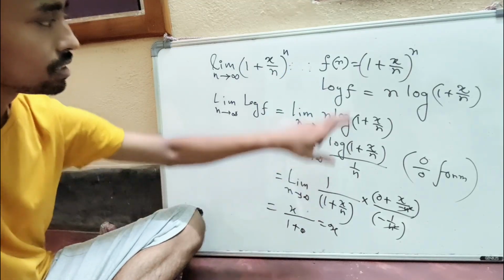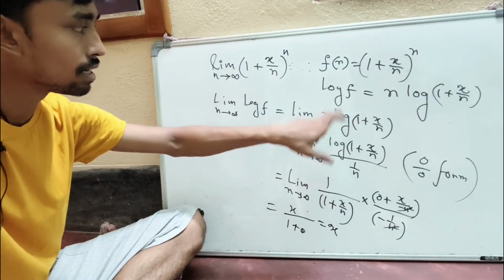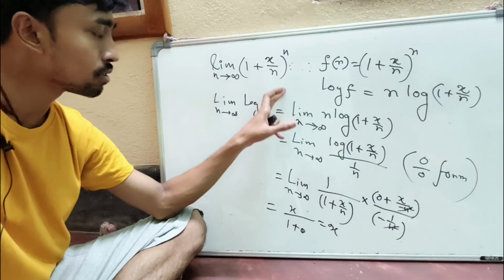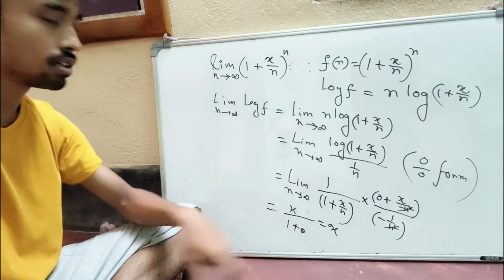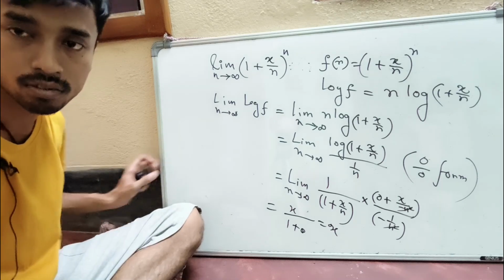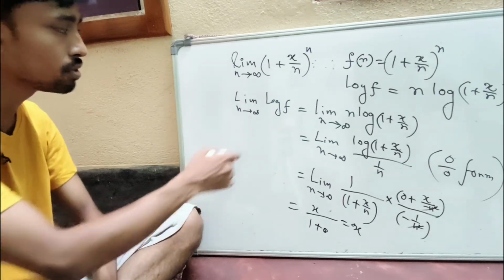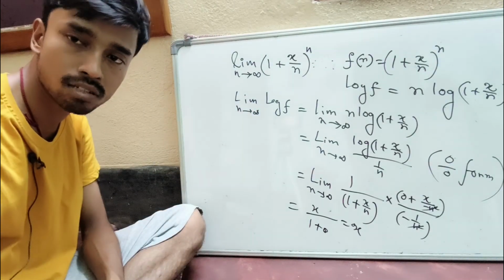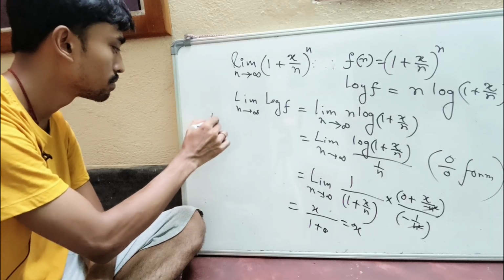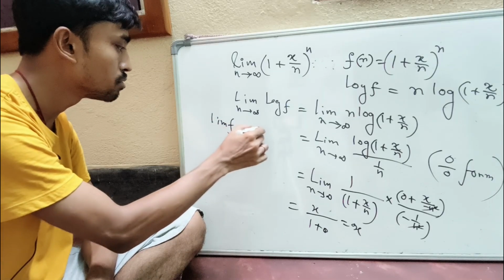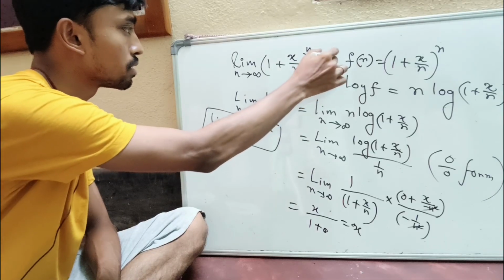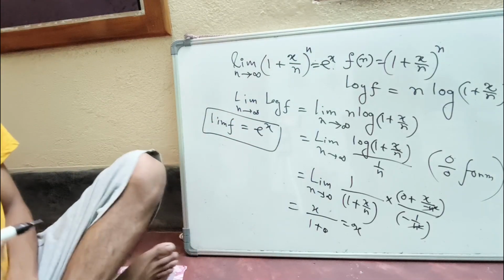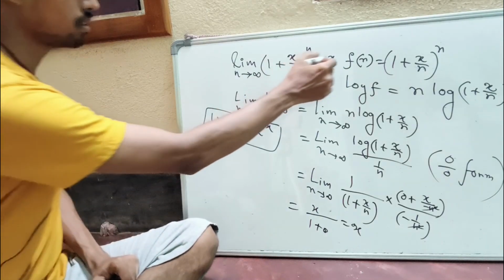Since we took the log of this function, the limit of the logarithm of f_n is x. Now we know that the logarithm function is continuous, so from that point of view, if I take the exponential on both sides, then the limit of f should be e to the power x. So this limit is e to the power x. That is the answer.